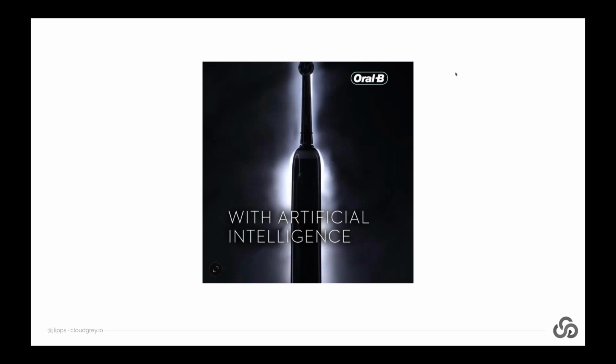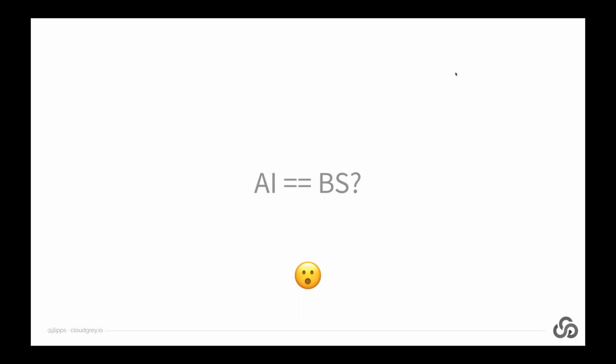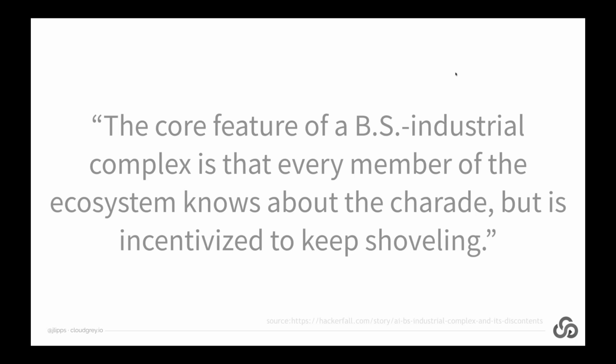So the question which naturally comes to mind with this type of marketing around the topic of artificial intelligence is, is AI BS? You know, is it actually a real thing? What is it? I found this great quote from an internet individual where we learn about something called a BS industrial complex, which is BS, which I hopefully don't need to spell out for you, taken to an industrial level of scale. And the quote is, the core feature of a BS industrial complex is that every member of the ecosystem knows about the charade, but is incentivized to keep shoveling.